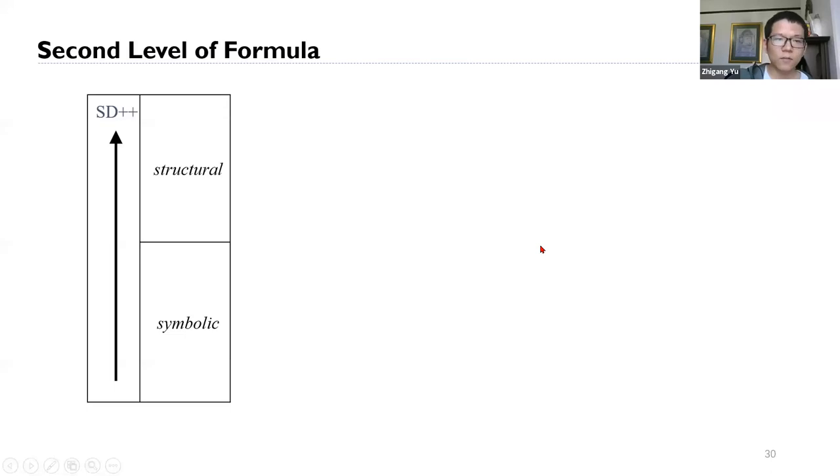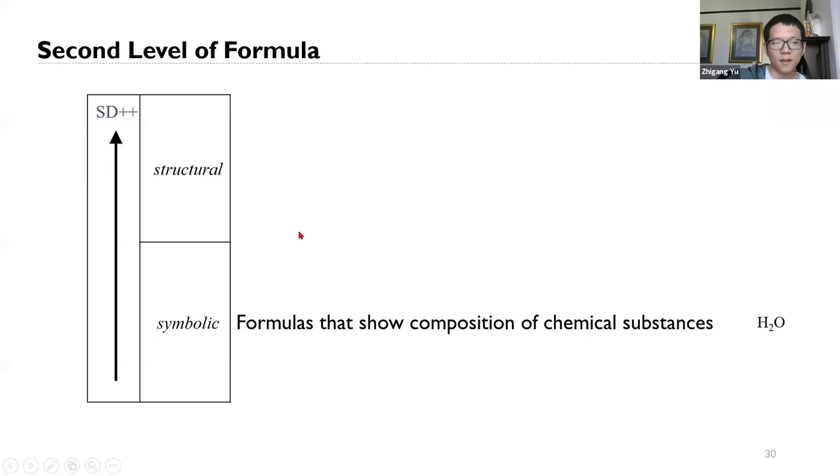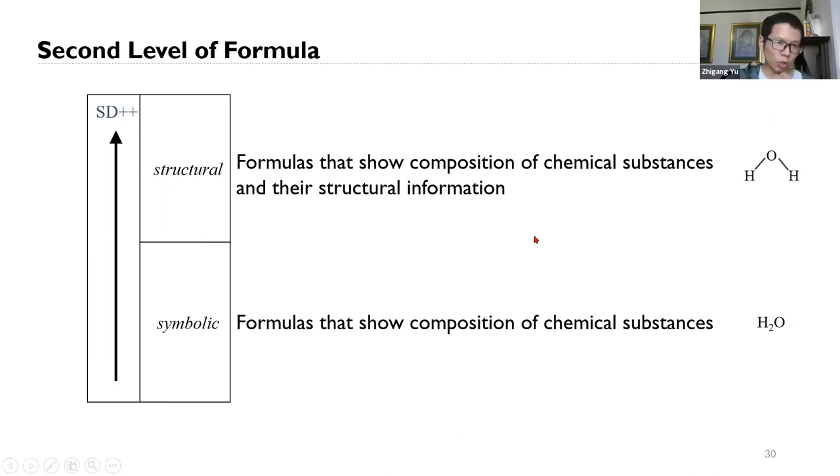In the second level of formula, we can distinguish between symbolic and structural. For symbolic, I refer to formulas that show the composition of a chemical substance. Again, molecular formulas show the composition of atoms that make up a water molecule. And structural is a name I use to refer to formulas that show the composition of a chemical substance, and also its structural information.